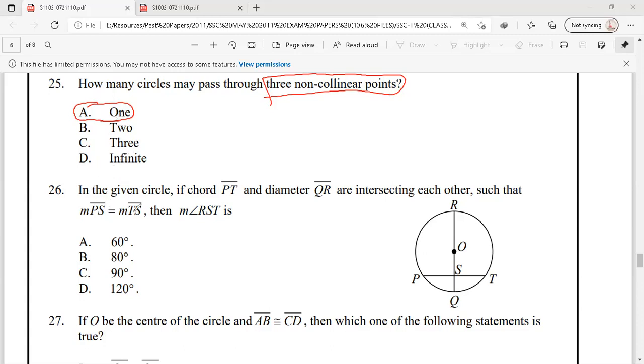Let's see question number 26. In the given circle, PT is the chord and QR is the diameter, intersecting each other such that PS is equal to TS. These are equal. We know that whenever a line passing through the center intersects a chord, it always bisects it into equal parts, and it makes 90 degrees at point S. So we have to identify the angle S, that is 90 degrees. So option C is the right answer.